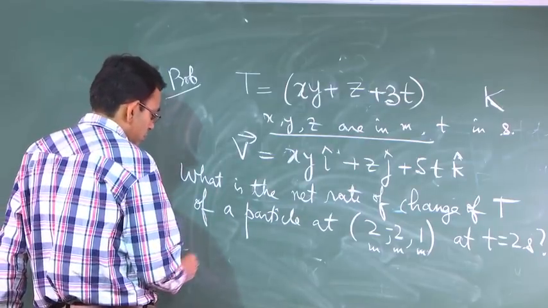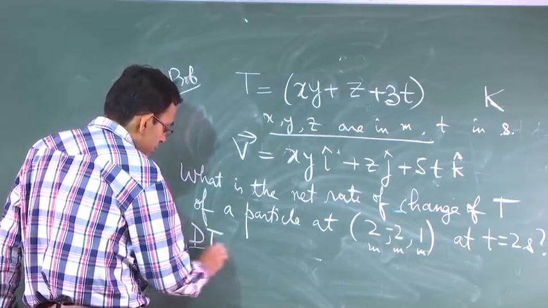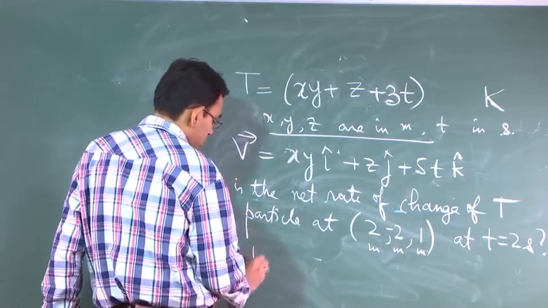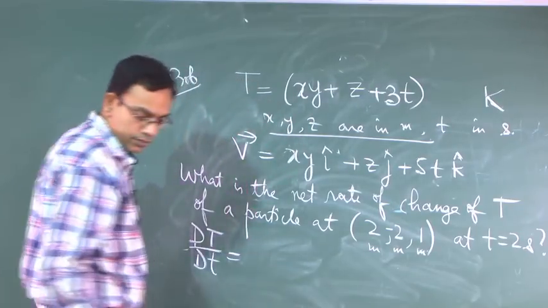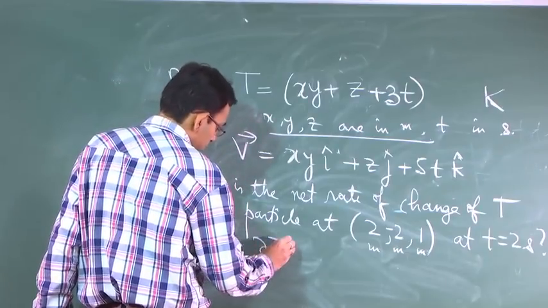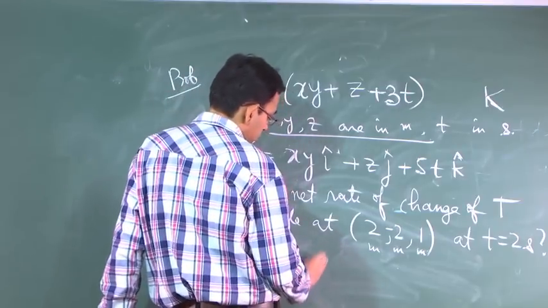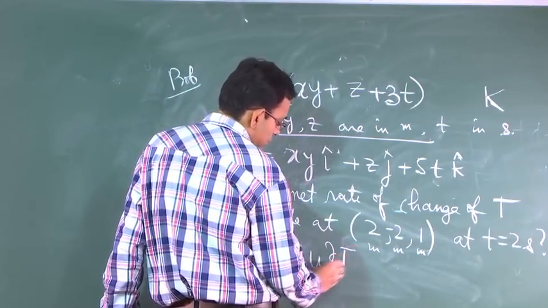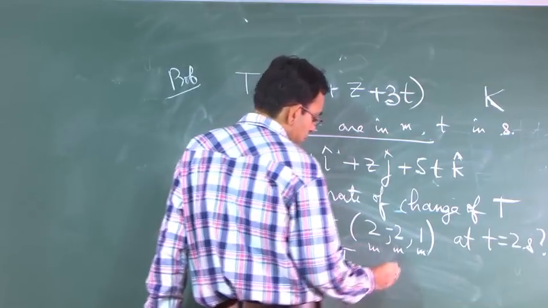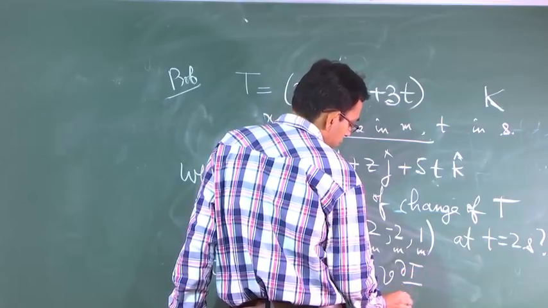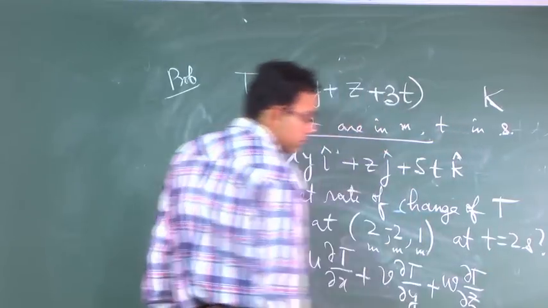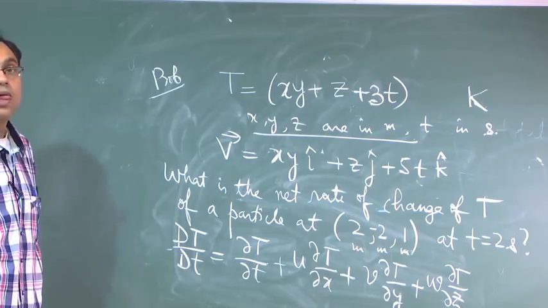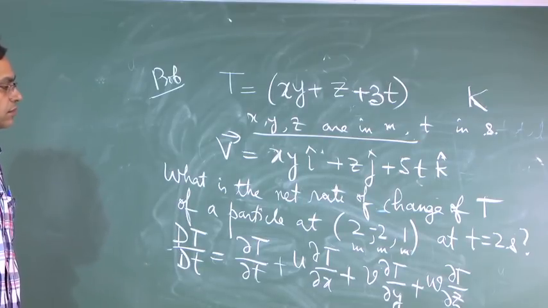So, you can write the total derivative. First, let us write the unsteady component. Okay.